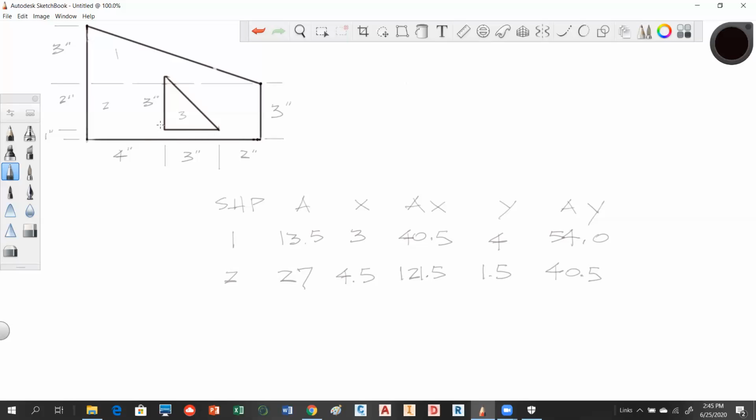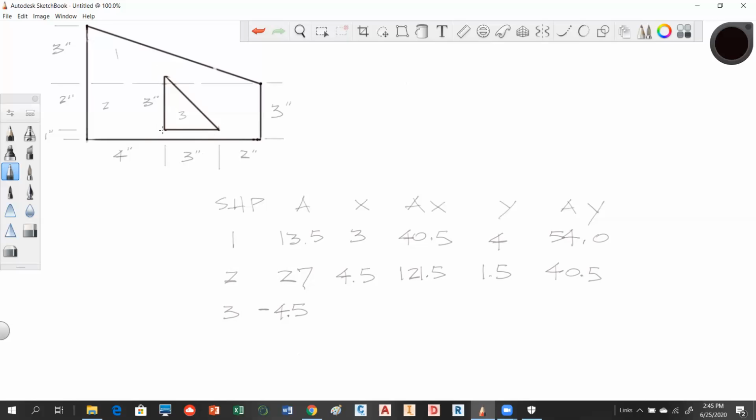Okay, so the last thing we have to deal with is this void. This is a 3 inch by 3 inch. This is shape 3. So this will be a negative area. 3 times 3 times 1/2 gives me 4.5. And don't forget to make that a negative because this is a voided area.